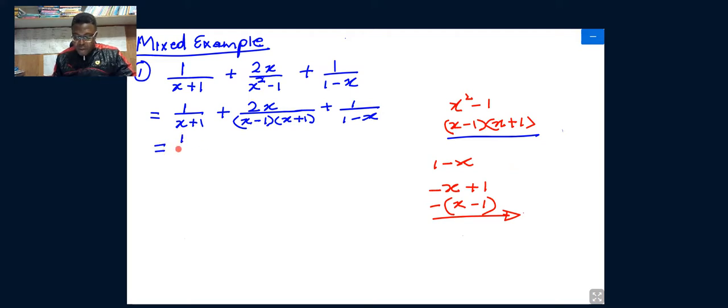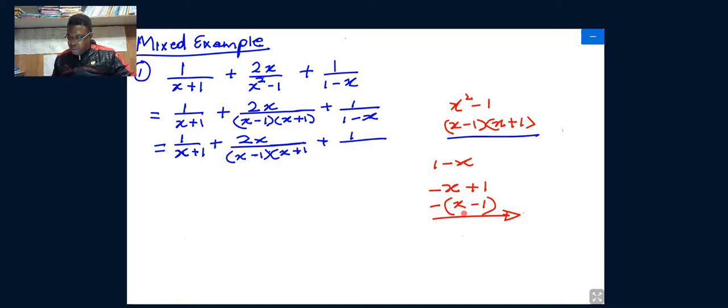We have 1 over x plus 1 plus 2x over x minus 1, x plus 1, plus 1 over, now I'm bringing this, negative x minus 1. Now it looks good.